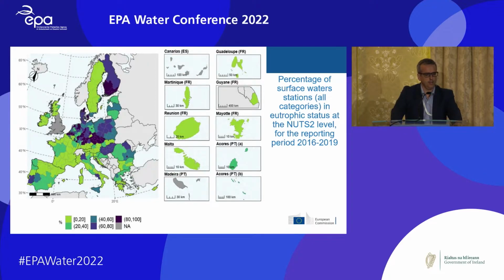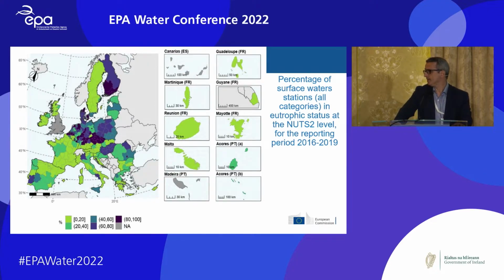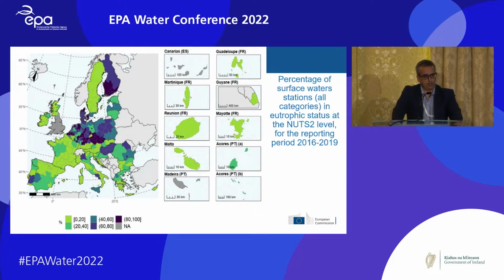In other areas, I don't know if the figure can be observed from there, but green colors report a low share of eutrophic monitoring stations, and blue and violet and purple colors show high percentages of monitoring stations reporting eutrophic status.